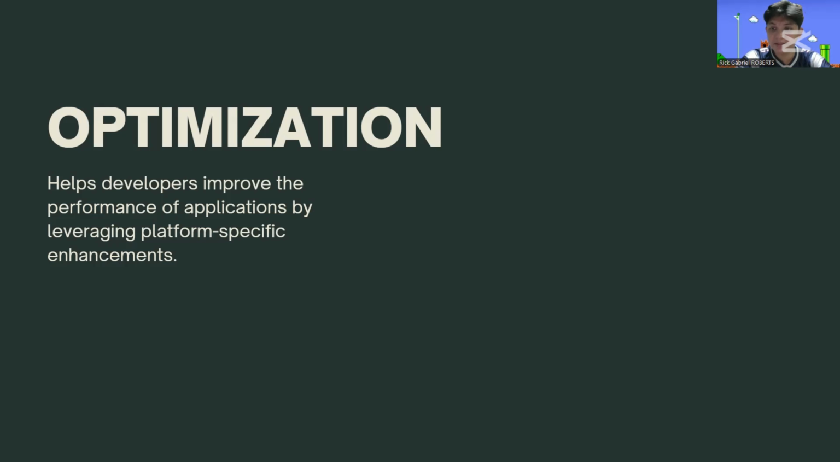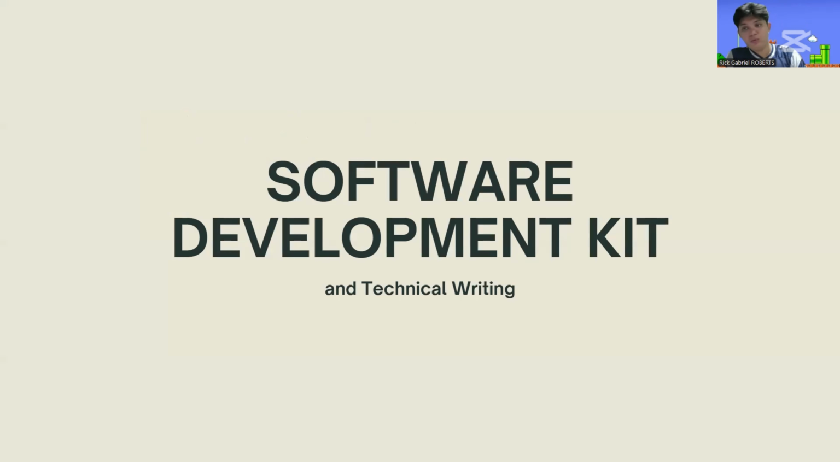So SDK is just like a ready-made kit for developers to help in developing software. They're just like instructional tools if you need to make or develop a software. Now let's proceed to the main focus here, which is the software development kit and technical writing.